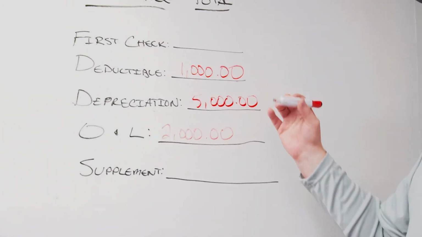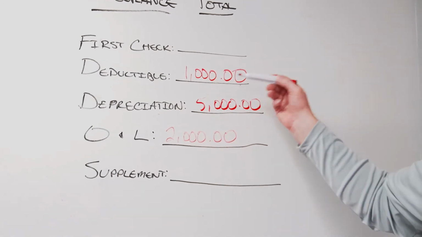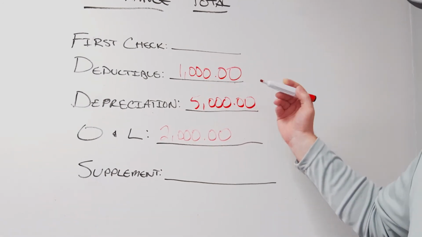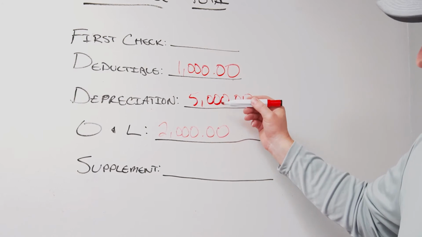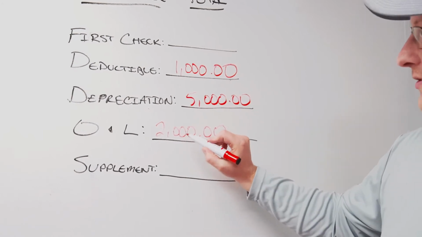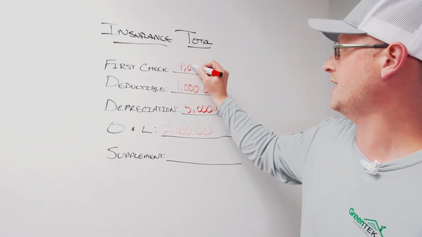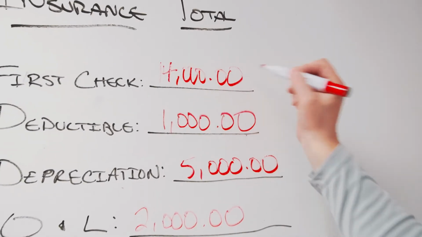So the first check, if we had a $22,000 job, we take the deductible, we're down to $21,000. We take the depreciation off, we're down to $16,000. We take the O&L off, we're down to $14,000. So the first check the homeowner has in their possession should be $14,000.